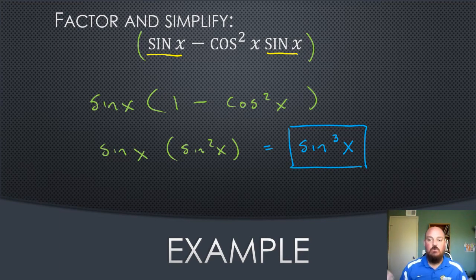Exponents work the same way they do with numbers or variables. If I have one of something and I multiply by 2 more of them, I have 3 of them. That's the third power, cubed. So if you have a sine squared x and you multiply it by another sine x, you get sine cubed x. And that would be my final answer for this one. That's my simplified answer.